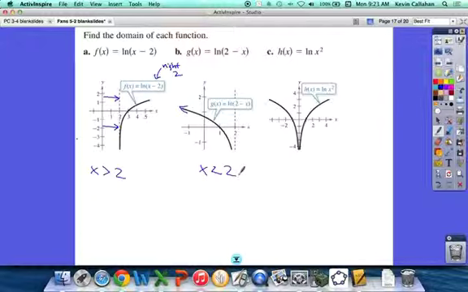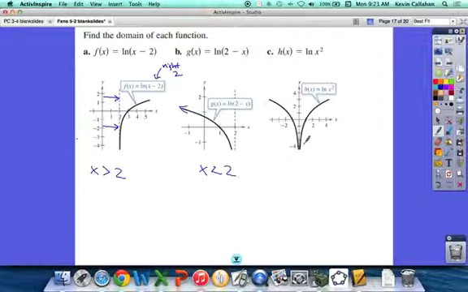And how about this next one? Notice this one, ln of x squared. Remember, you can't take the logarithm of a negative, but if you're squaring what's inside, everything's either positive or 0, right? There's only one value now that cannot be plugged in for x, and what is that? 0, because you can't take the ln of 0.